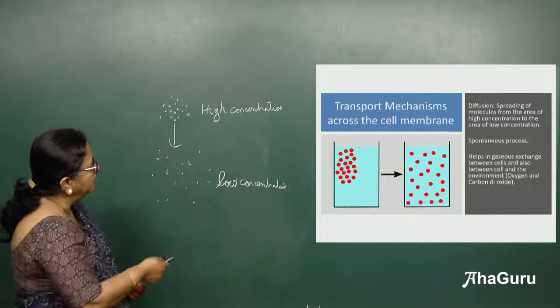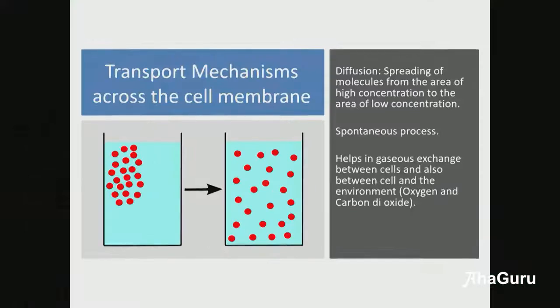So you can see here, it's a transport mechanism where you put a drop of ink in water. So what happens? You can see how it spreads out, right? The whole beaker now will have blue color because it spreads. So that is how it happens.